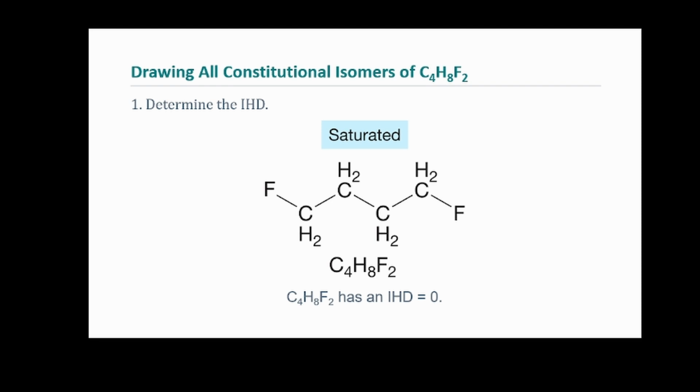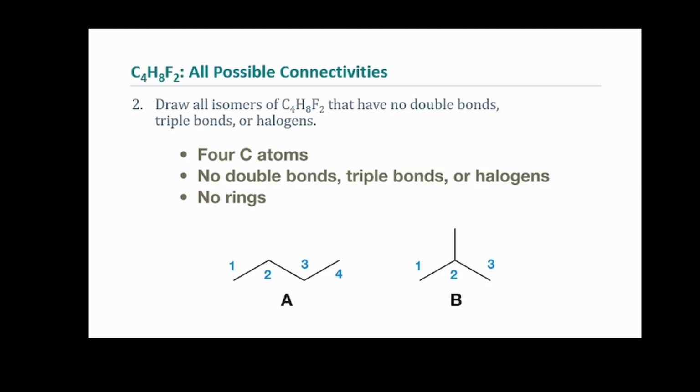So what would be the IHD for this? Yeah, we don't have any double bonds, triple bonds, rings, none of that, right? Okay, so what's the next step? We're going to then draw all isomers of it that have no double bonds, triple bonds, or halogens. We're not going to do the halogens yet. That means don't do the fluorines at this step.